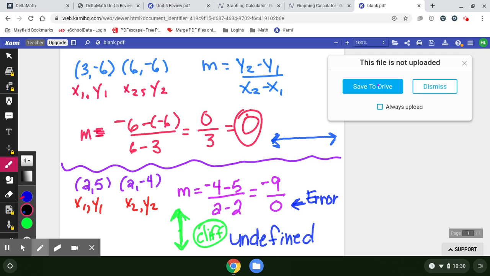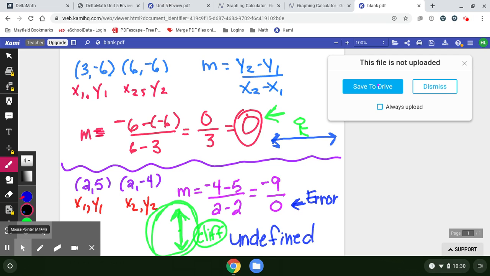Okay, so those are the two scenarios. If you have a 0, it's a horizontal line. If you think about walking and skiing, you're just walking. You're not going up, you're not going down, you're just going that way. If you think about a vertical line, it's impossible to walk or ski on it. You would fall right off of it. So that's why we say it is undefined, or one way to remember it, and also because you cannot divide by 0. Hopefully that helped with slope.